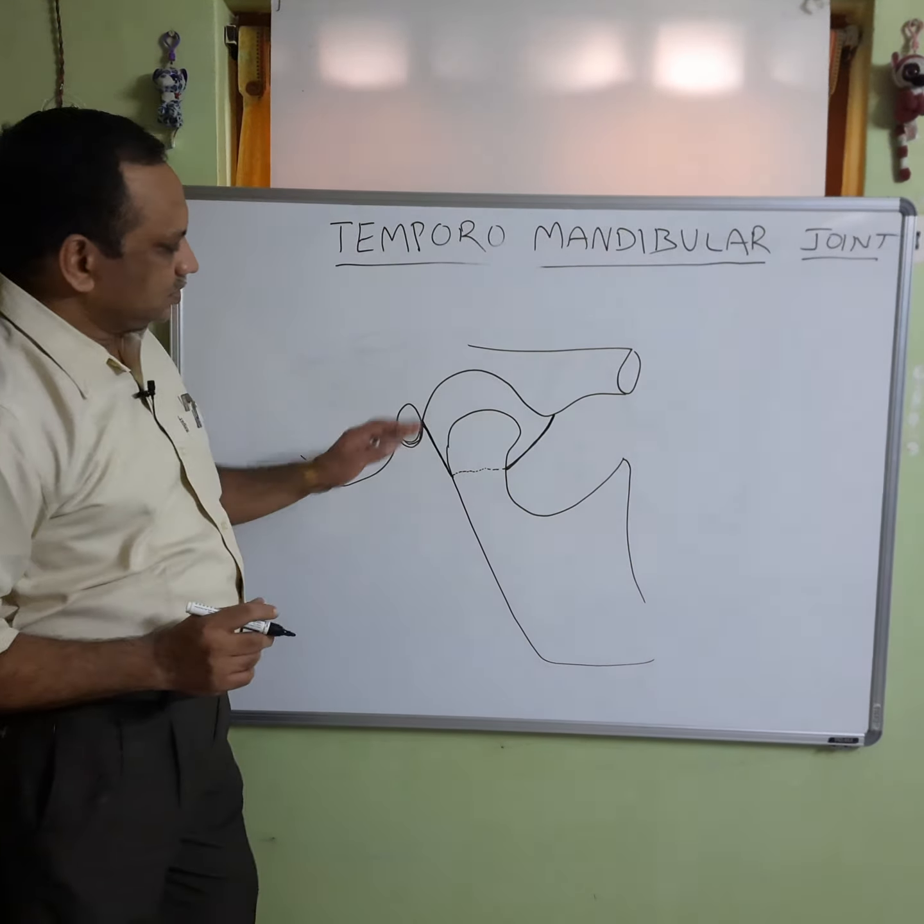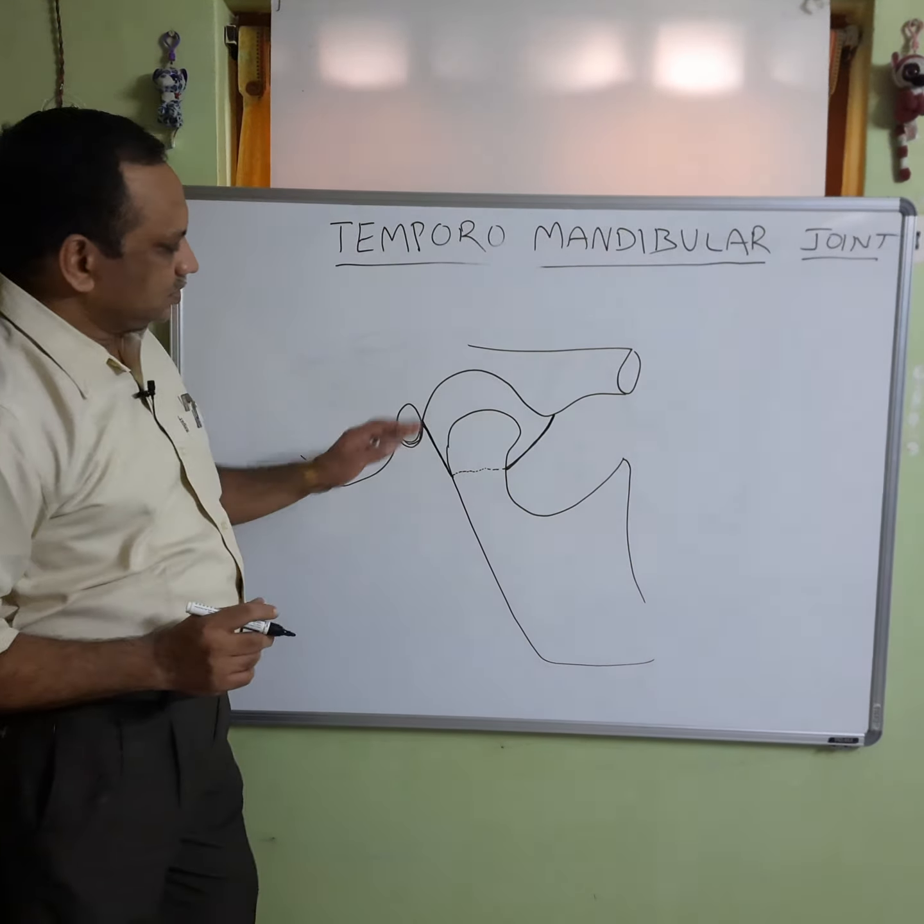We'll change the color. This is the lateral ligament which is supporting the joint from the lateral aspect.